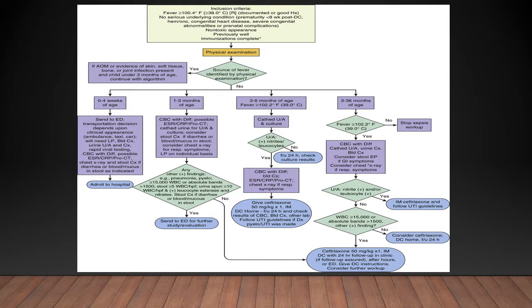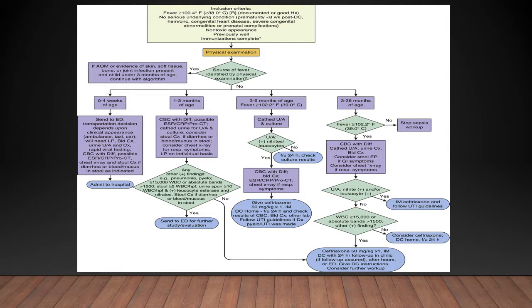So you would begin the diagnostic workup in the office, and if there were any positive findings, including pneumonia, pyelo, elevated white blood cell count, then you could send to the ER for further study or evaluation. Or if the child was well appearing, you could consider administering IM ceftriaxone in the office with a 24-hour follow-up. But again, you would have a low threshold for sending that child to the emergency room for a workup.